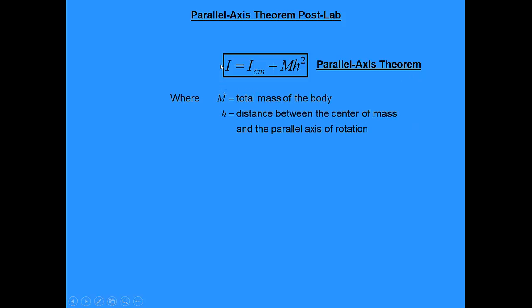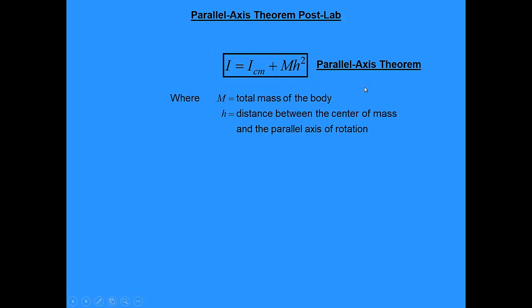This is the way it's normally written, and this is what is called the parallel axis theorem. Okay, and it says that the rotational inertia about any axis is equal to the rotational inertia about the center of mass plus mh squared, where m is the total mass of the body, and h is the distance from the center of mass to our new parallel axis of rotation. These are fairly easy numbers to measure on objects, right? Mass and distance from center of mass to the axis of rotation. And so if we know the rotational inertia about the center of mass, we can quickly convert to any other axis just by using this equation.